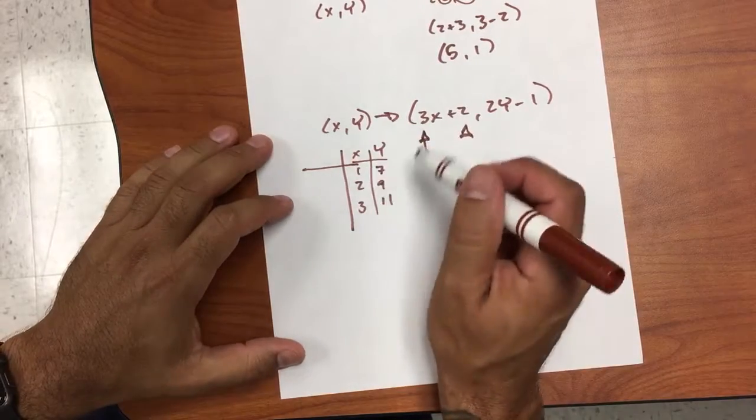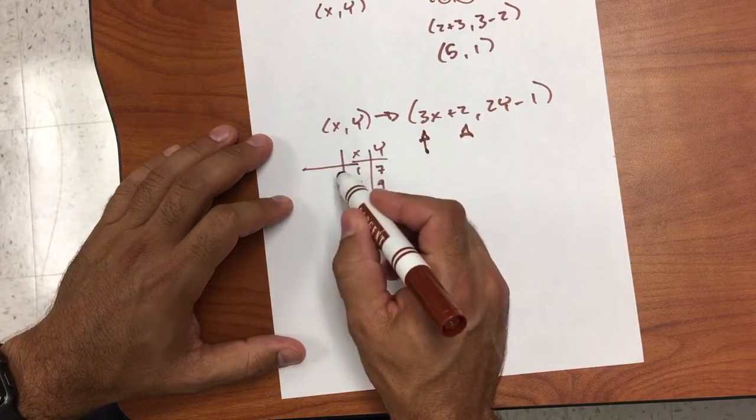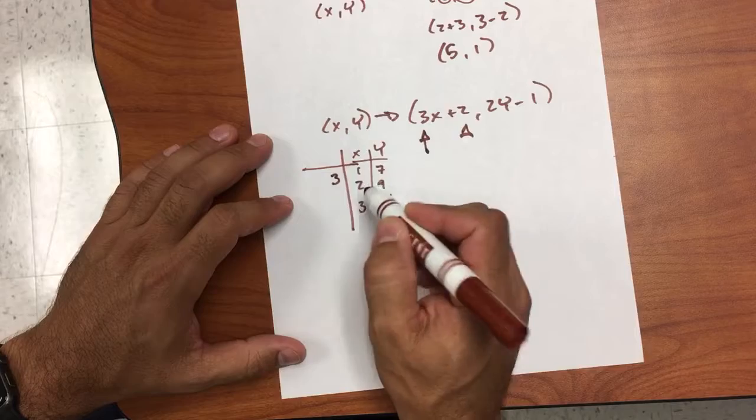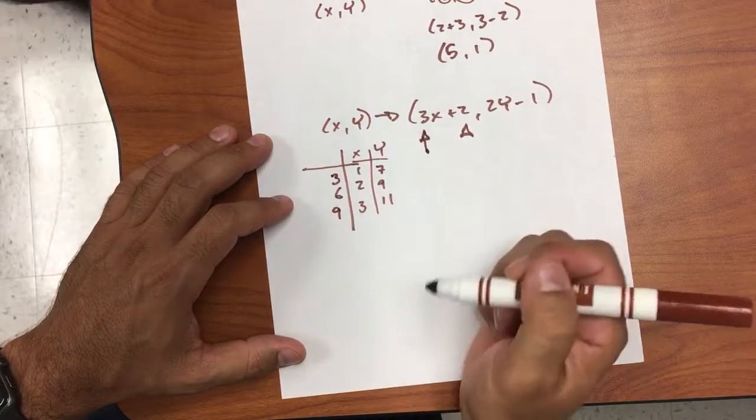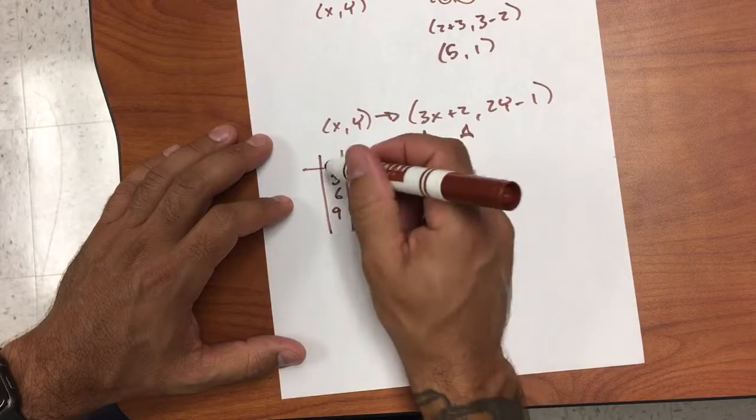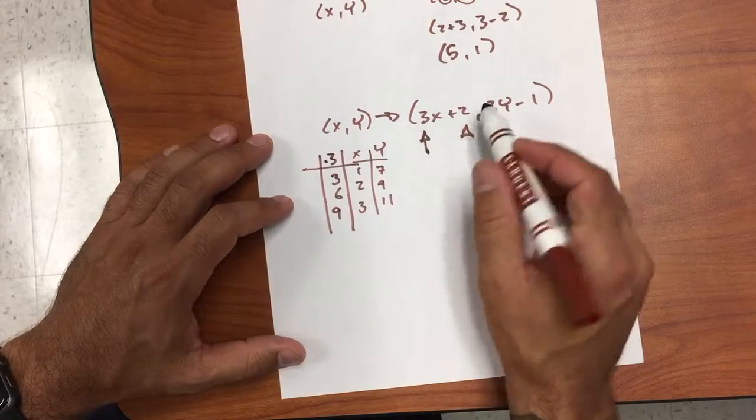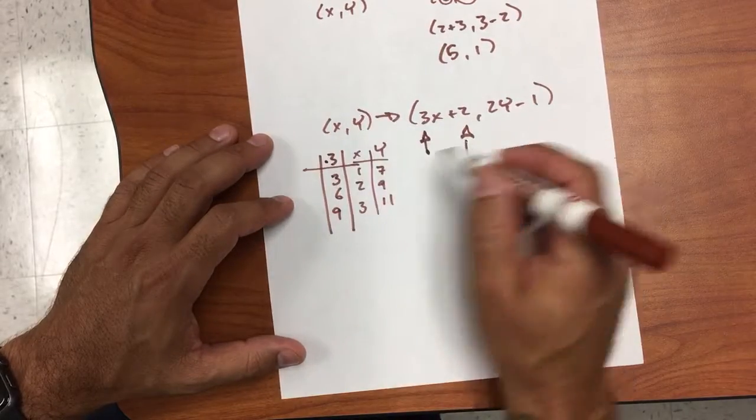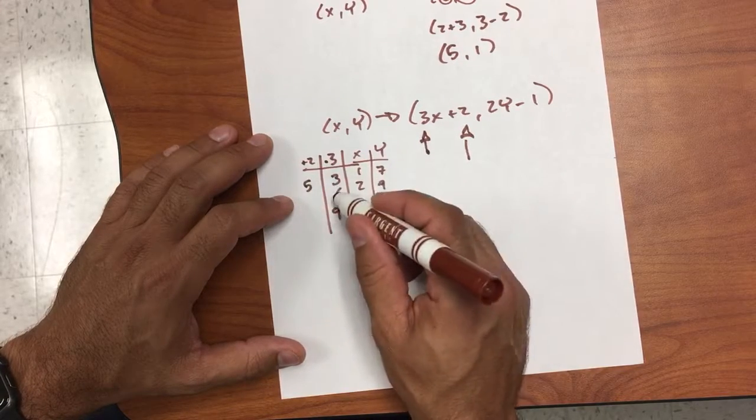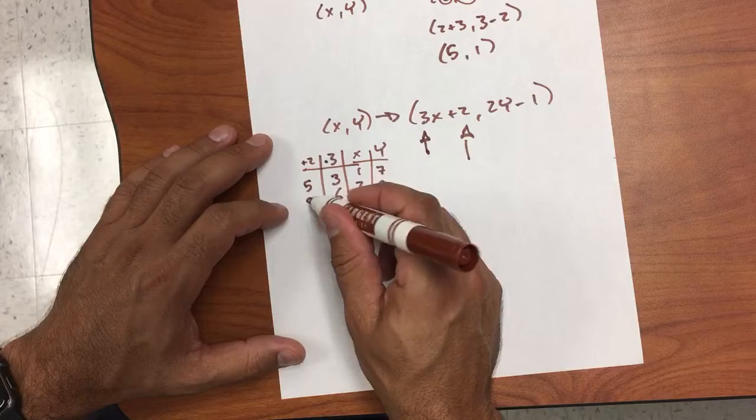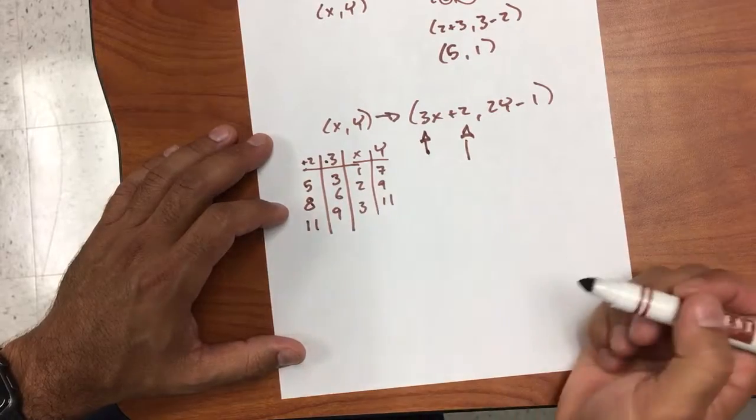So I'm going to multiply all of these by 3. So 1 times 3 is going to be 3. 2 times 3 is going to be 6. 3 times 3 is going to be 9. And then it tells me to add 2. So I'm going to add 2 here. 3 plus 2 is 5. 6 plus 2 is 8. And 9 plus 2 is 11.